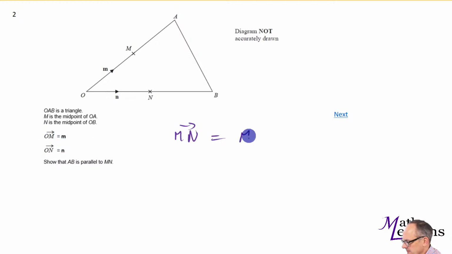One way to help you do these routes round is to make sure these letters match up when adding them in sequence. Because when you're adding vectors, you add them in sequence, end on end, on end, on end. So MO, which is in the opposite direction to OM, is therefore minus M. And we're going to add on ON, which is just N. So we've now found MN.